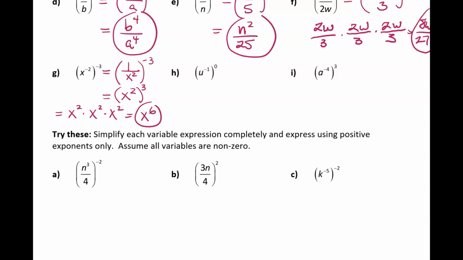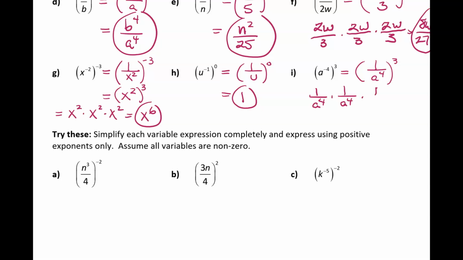All right, in H, u to the negative 1 on the inside of the parentheses is 1 over u, but that whole thing is raised to the 0 power, so that's going to be 1. In I, we've got a raised to the negative 4th power, which is 1 over a to the 4th on the inside, raised to the 3rd power. Now, beware, that outside power is not a negative power, it's a positive power. So that just means repeated multiplication, which means 1 over a to the 4th times 1 over a to the 4th times 1 over a to the 4th, which would be 1 over a to the 12th power.